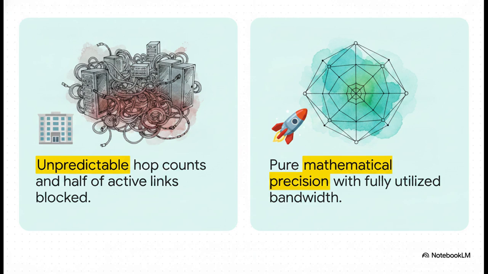When you put these two models side by side, it is absolutely night and day. On one side, you have the legacy three-tier model. Unpredictable hop counts, variable path lengths depending on where your server happens to live, and literally half of your active links blocked. But on the other side, the modern spine-leaf Clos fabric operates with pure mathematical precision. Every single link is active and load-balanced simultaneously using equal-cost multipath routing. It creates this massive, highly efficient pool of fully utilized bandwidth.